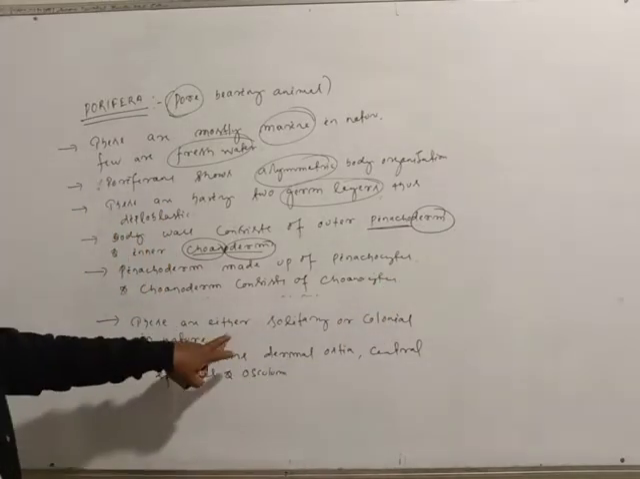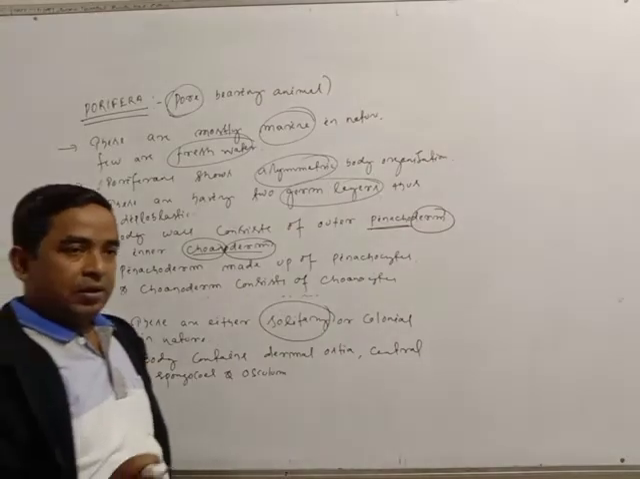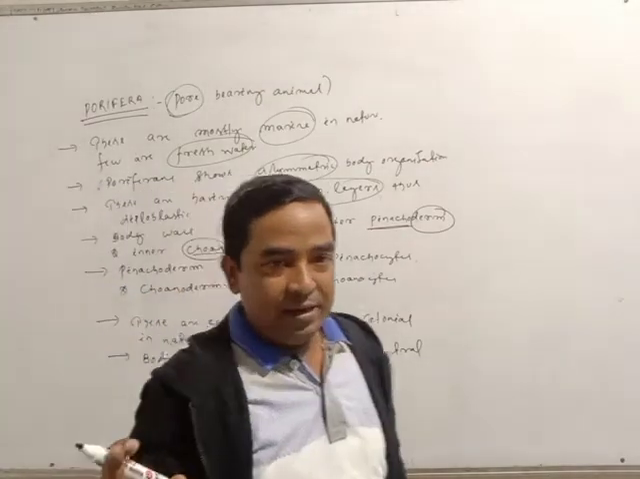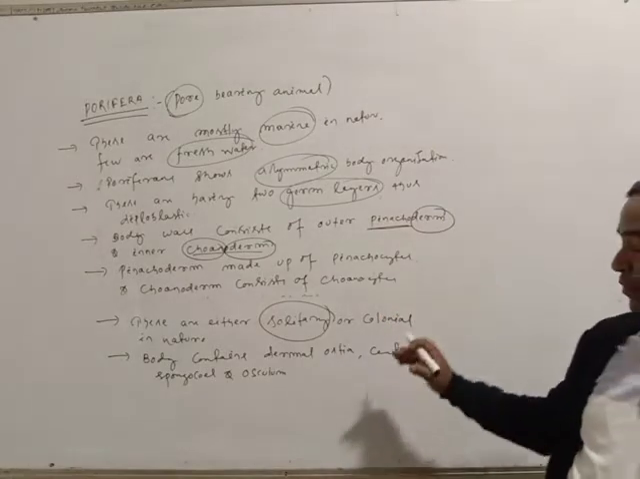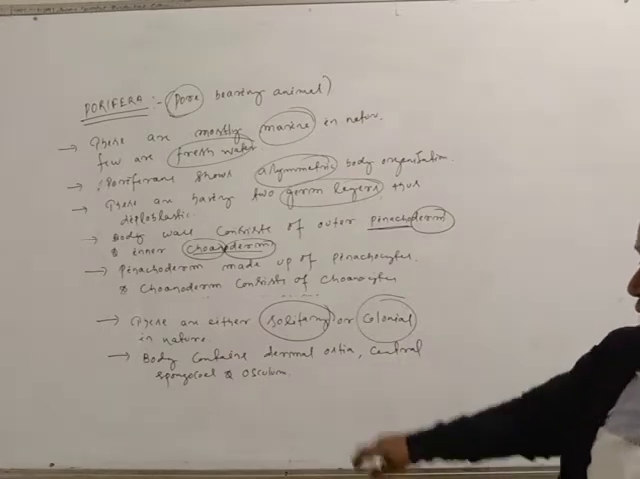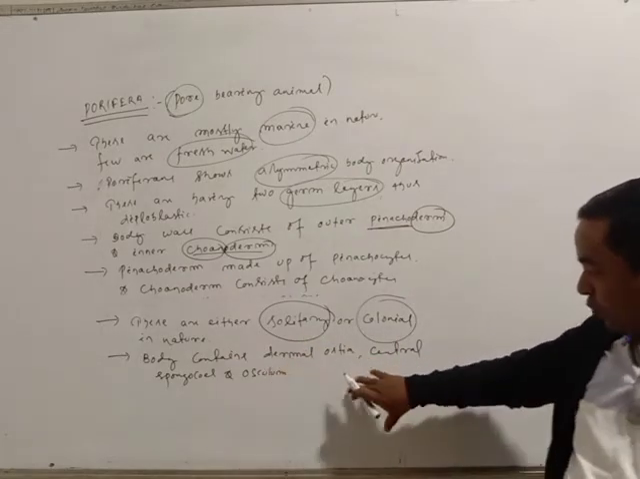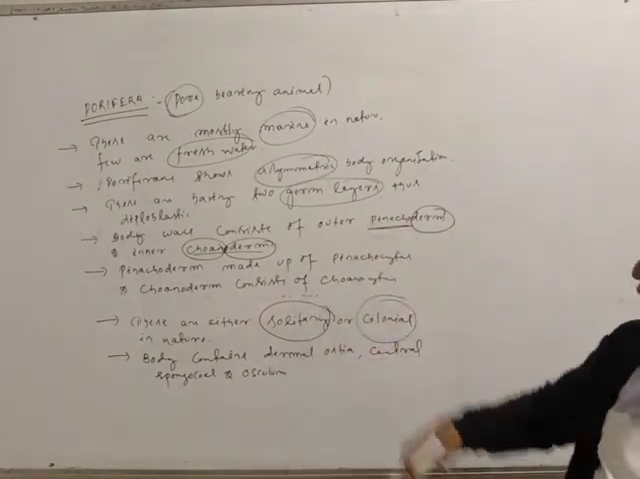Next, these are either solitary. Animals that live singly are solitary, and those that live in a group are colonial in nature. So, body contains dermal ostia, central spongocoel and osculum. We will go through in detail.